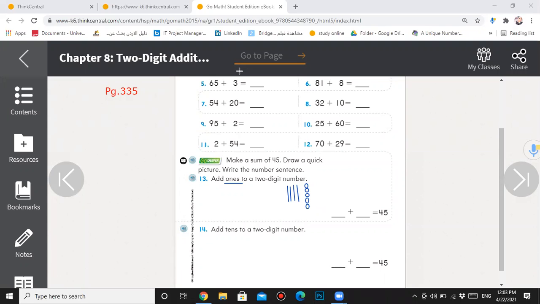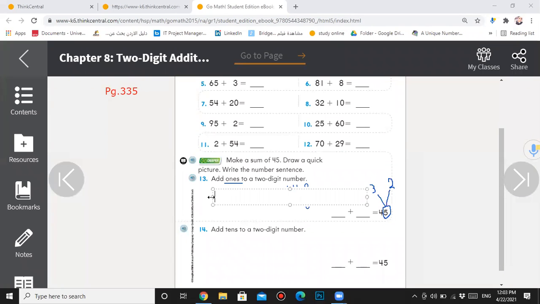Okay, so we're going to add ones. So go to ones and figure out which two numbers, if I add them together, will give me 5. Any two numbers you want. So I'm going to choose 3 and 2 to give me 5. Because they told me to add ones only, I choose which two numbers, if I add them together, will give me 5. 3 and 2.